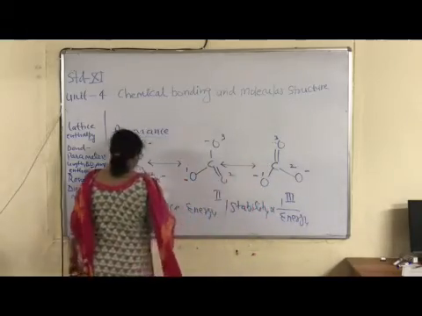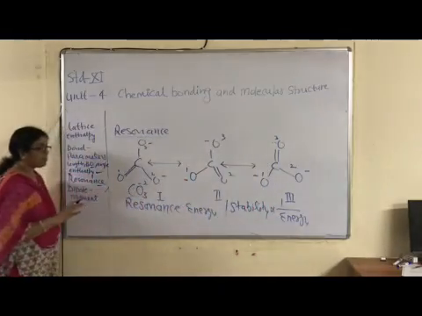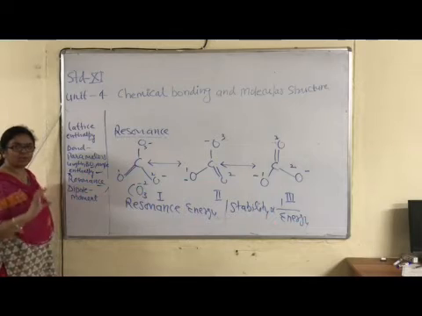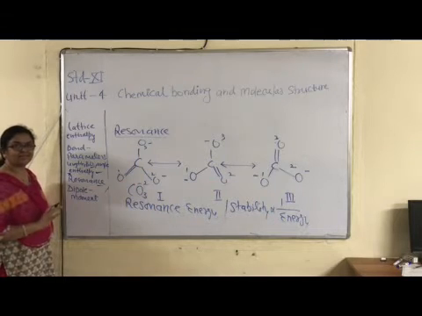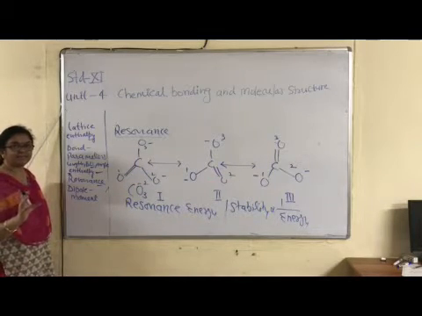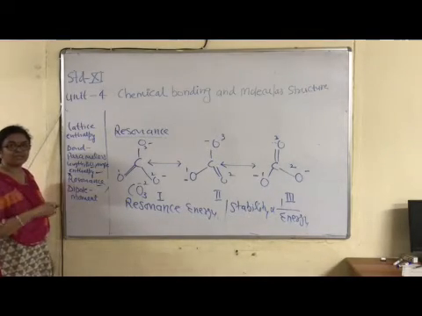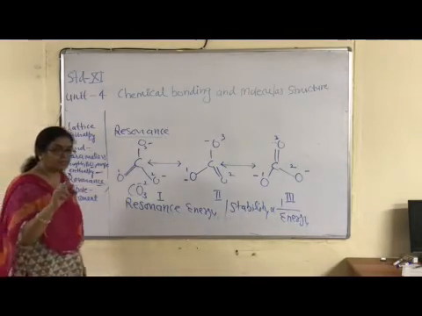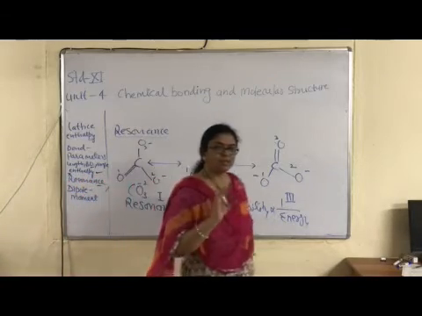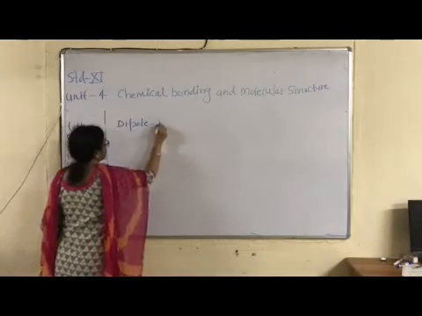Okay, children? Resonance provides stability to any molecule. Benzene is more stable than hexane. Hexane is an alkane and benzene is a cyclic compound, stable due to resonance in it. In hexane, a single bonded compound, resonance is absent.